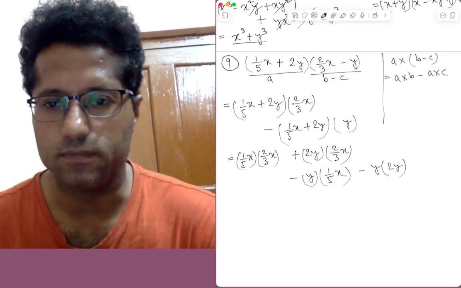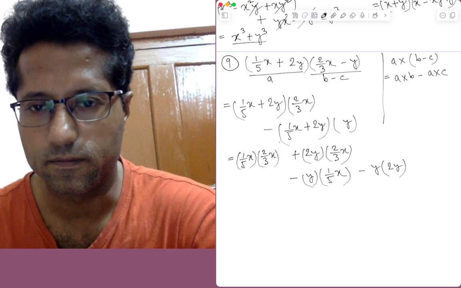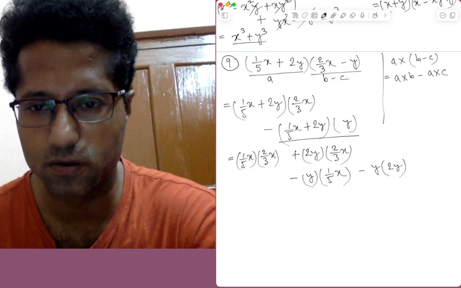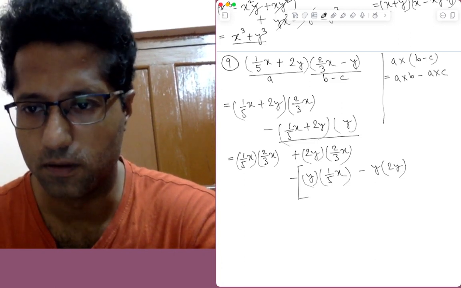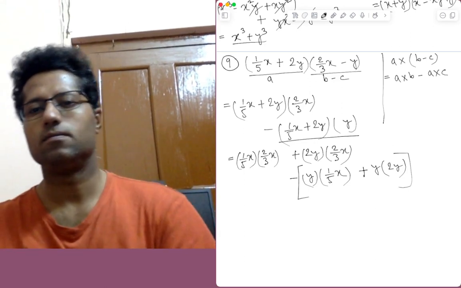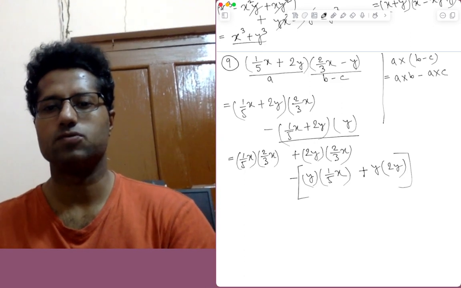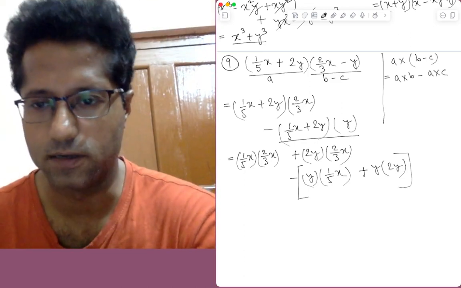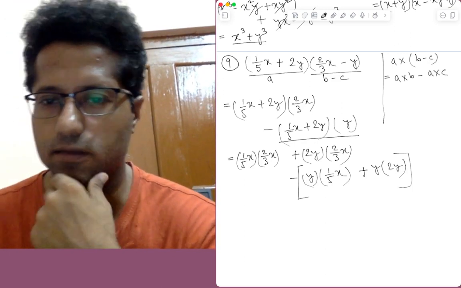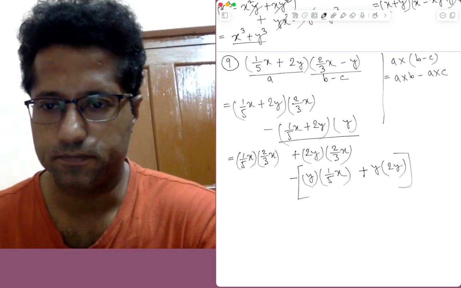Now when we are finding this product, before that we have a negative sign, so it's better to keep a grouping symbol. This will be plus, because over here this is x by 5 plus 2y, the product of y and x by 5 plus 2y, and before that we have minus. So I have kept a grouping symbol for the product of y and x by 5 plus 2y. So we have this.